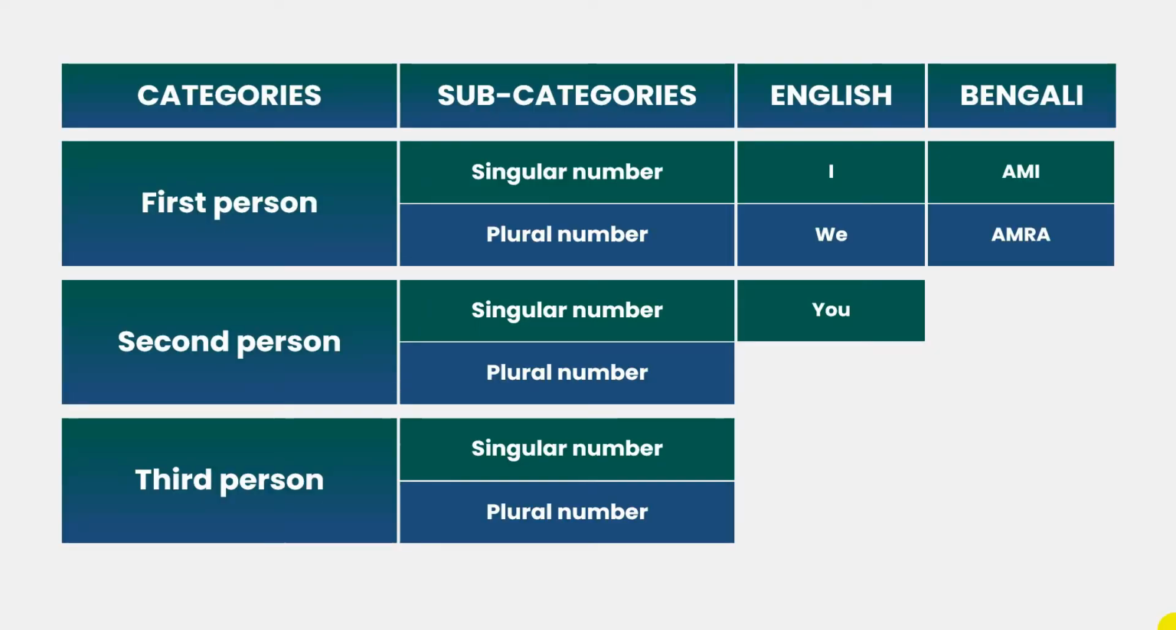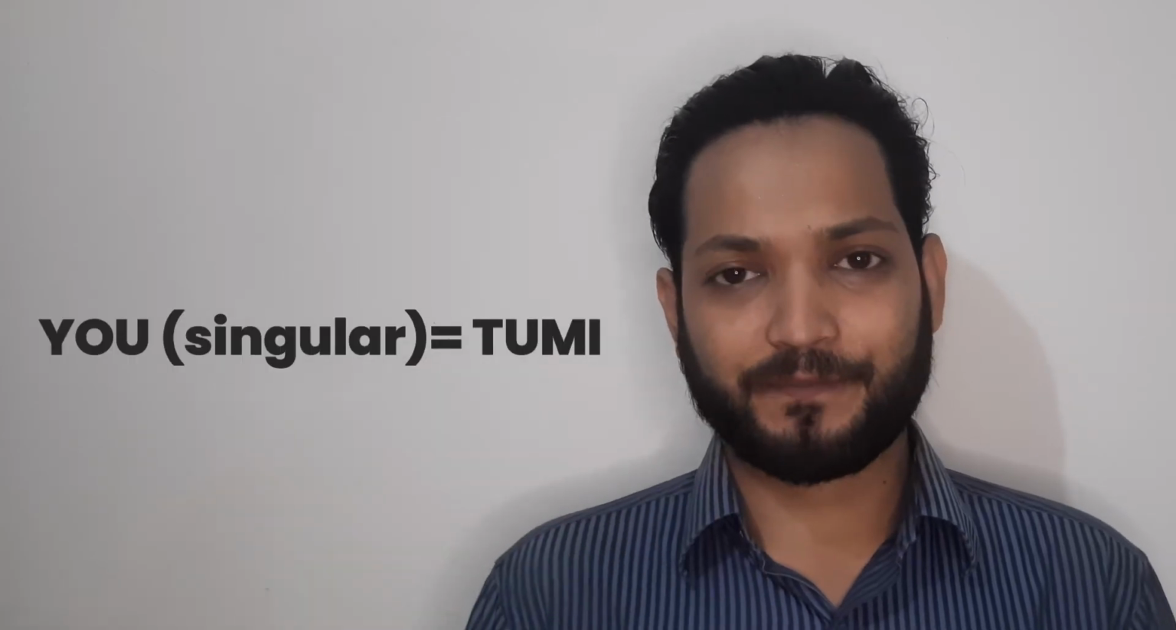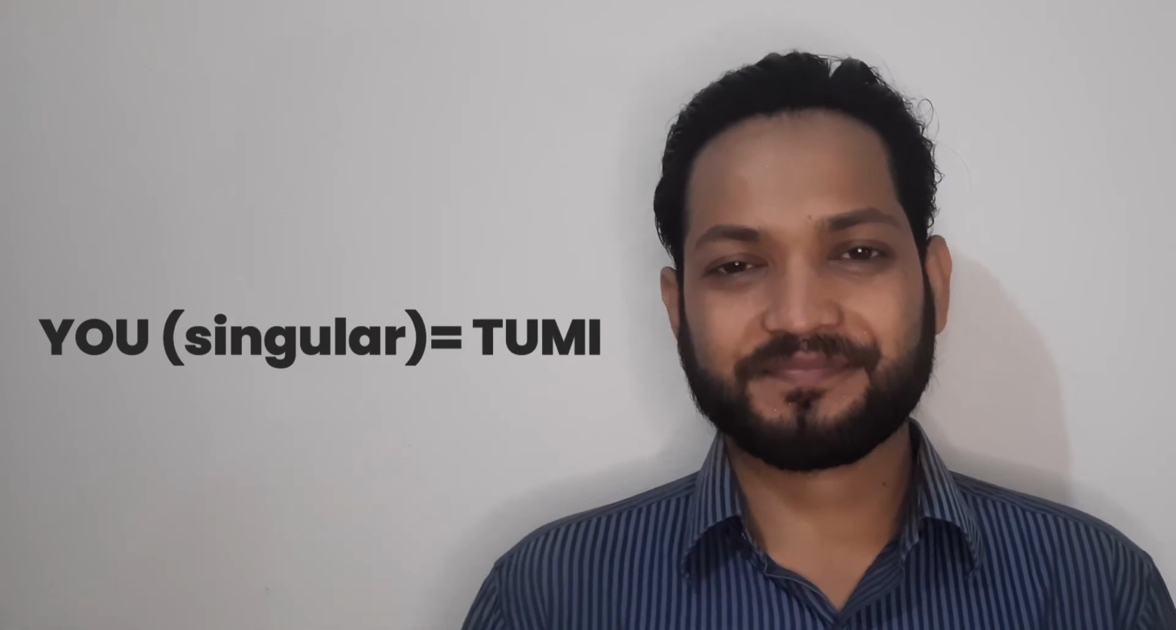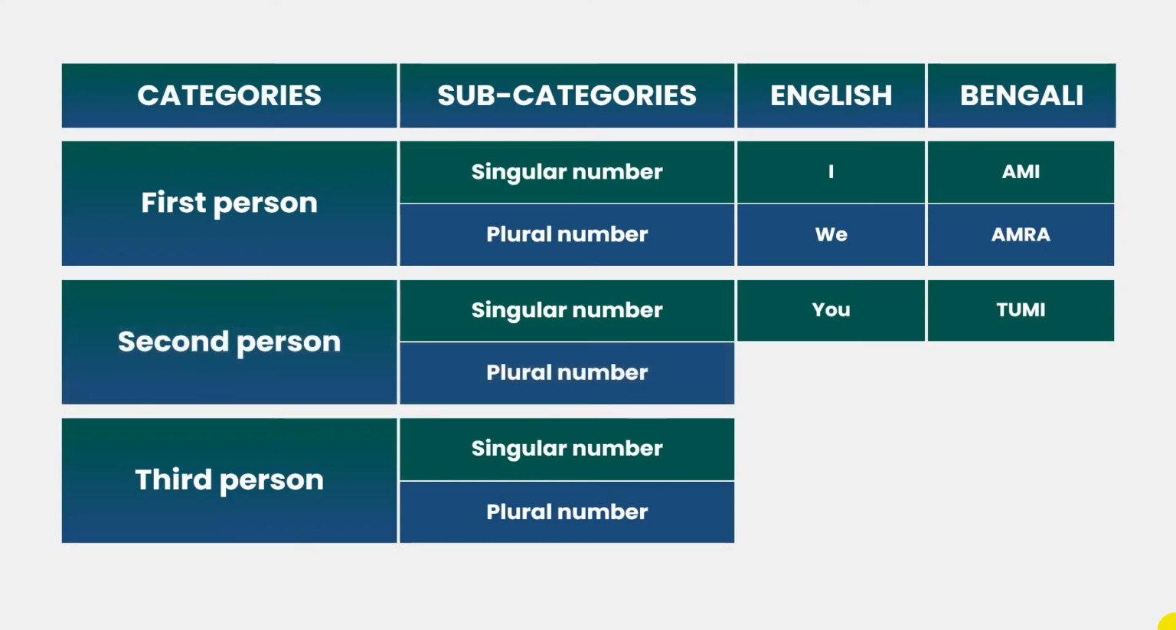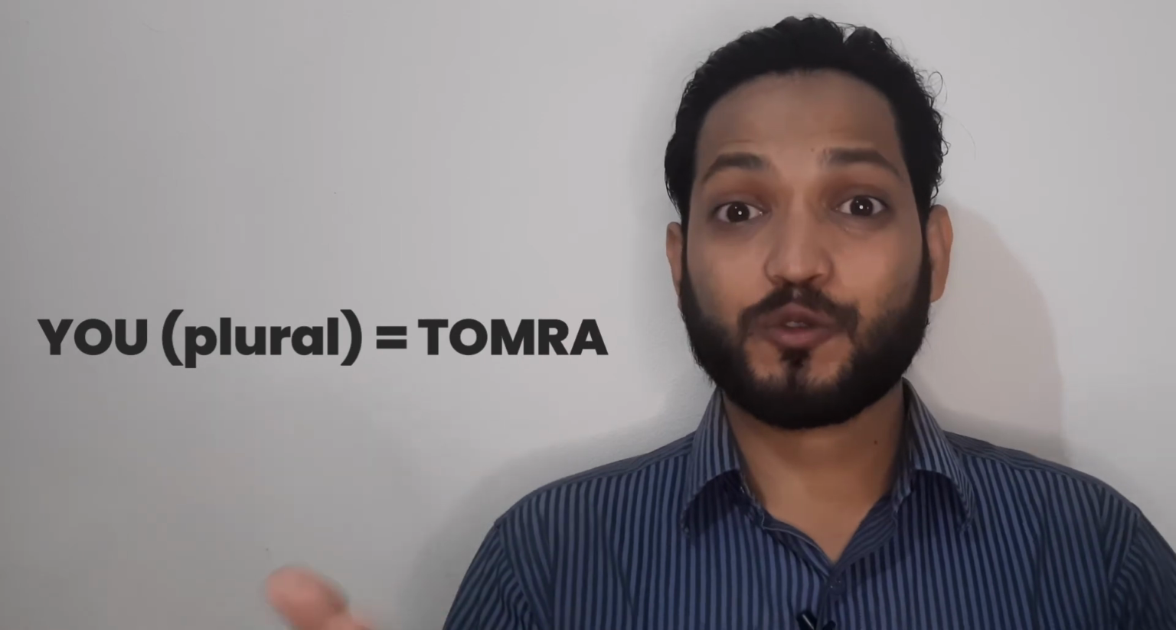Second person singular number, you, referring to one person, তুমি, তুমি. Second person plural number, you, referring to several persons, you. In Bangla we say তোমরা, তোমরা.